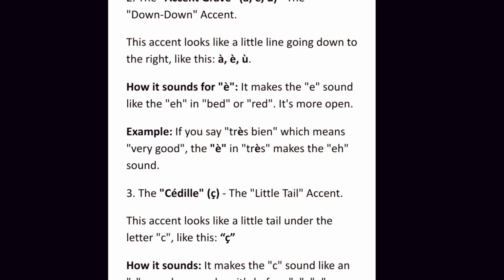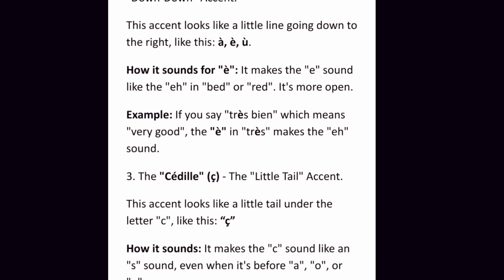So when the accent grave is on the E, the sound that comes is E. Example, when we say très bien, très, you could hear that the sound in très is E, because the accent grave on the E has the sound E. This is exactly what we are talking about.